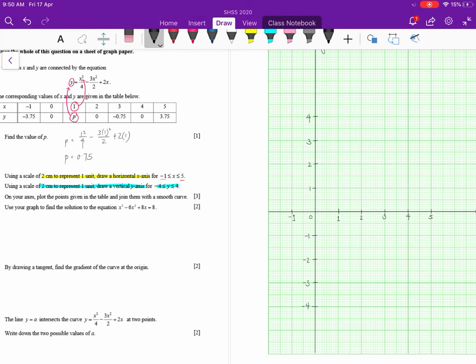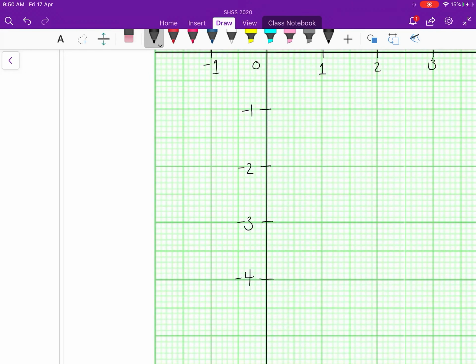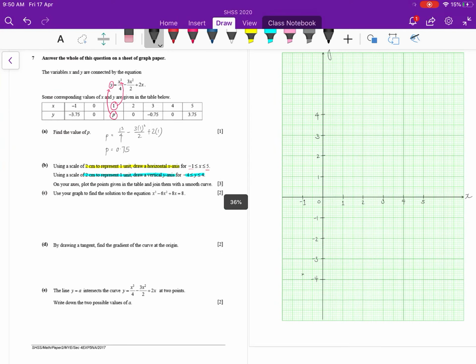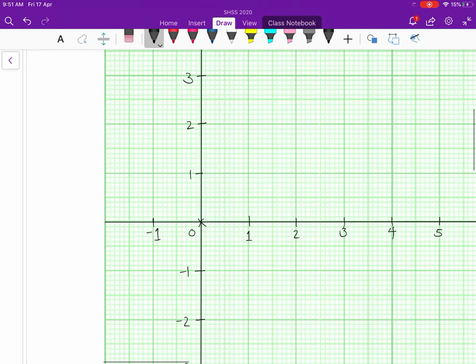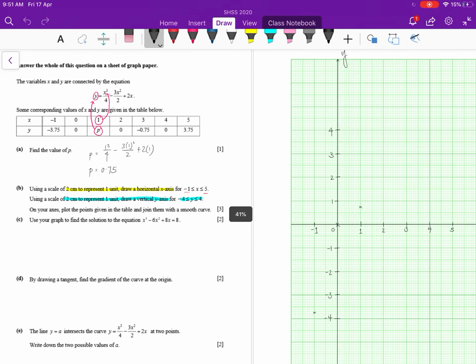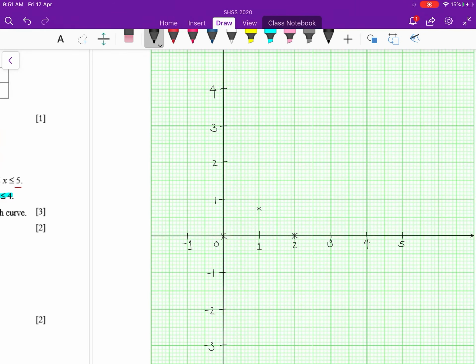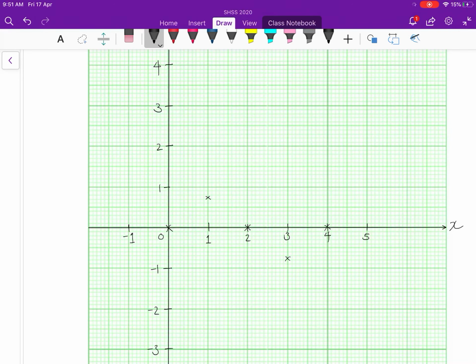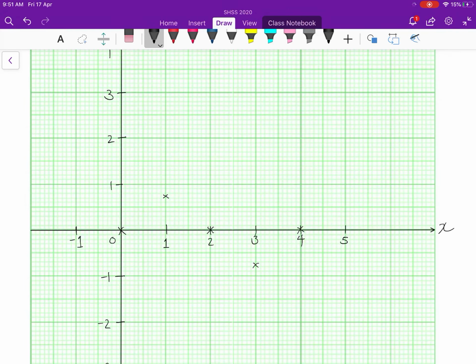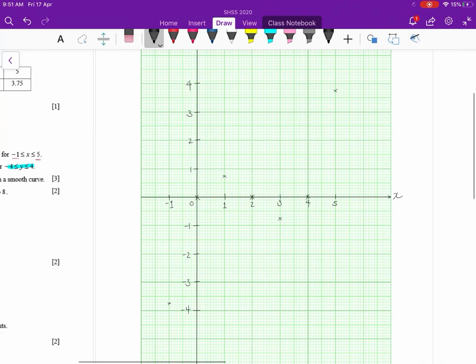From here, we can plot our points on the table, or we can plot our points on the graph. Minus 1, minus 3.75. 0, 0. 1, 0.75. 2, 0. 3, negative 0.75. 4, 0. 5 is 3.75. Now, if you notice, this is a cubic curve, we just have to join them with a smooth curve.